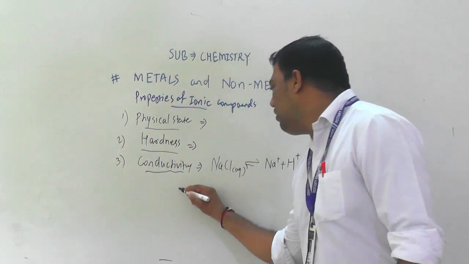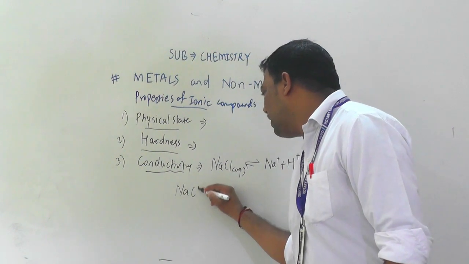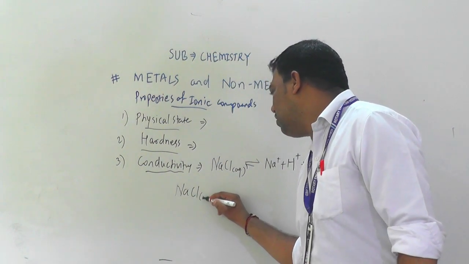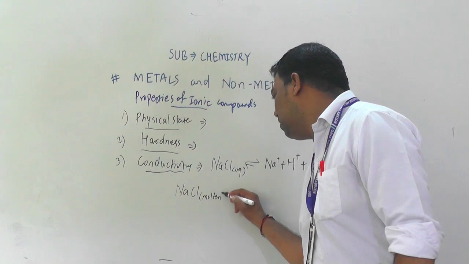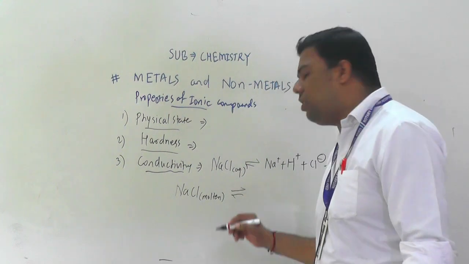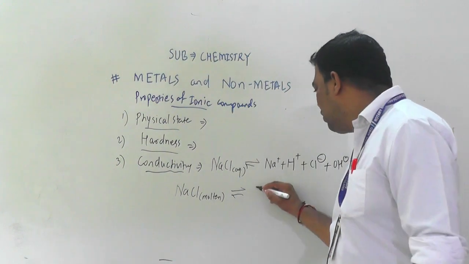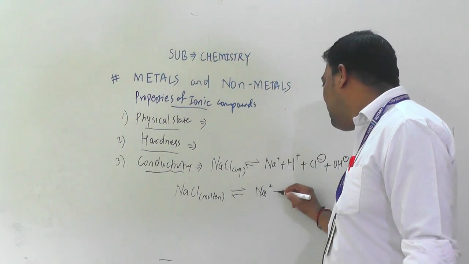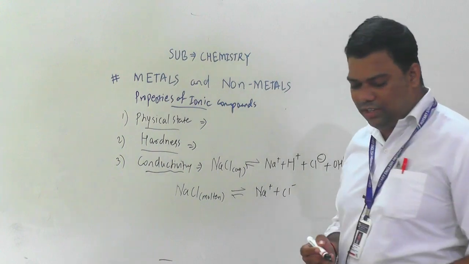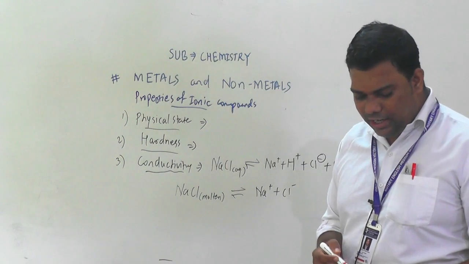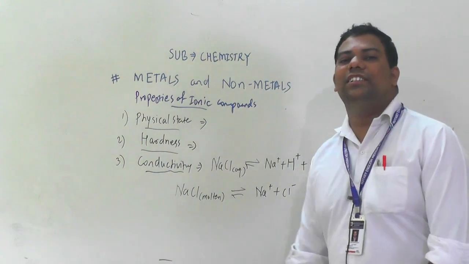But whenever you say NaCl in a molten state, which is also called the fused state, what will happen? Only Na plus and Cl minus are present.